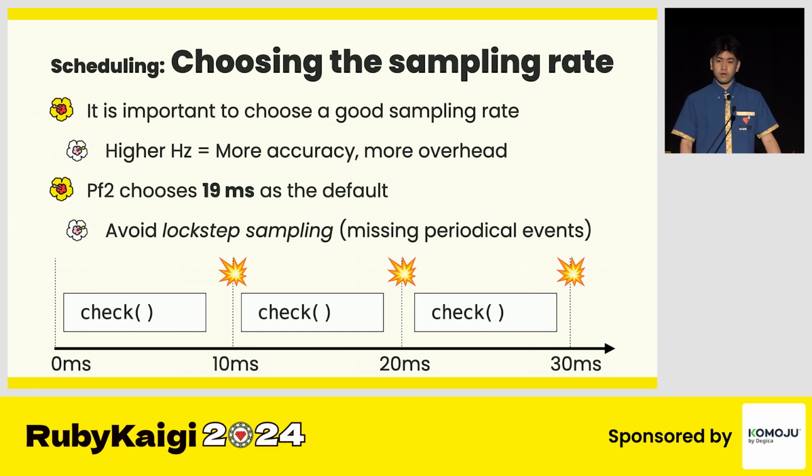This is to avoid something called lockstep sampling. So this is to not miss periodical events. If we have some other event, like checking something that runs every 10 milliseconds, a sampling profiler might hit every single event, and that would produce a very incorrect profile. So it's important to choose a kind of weird sampling rate.